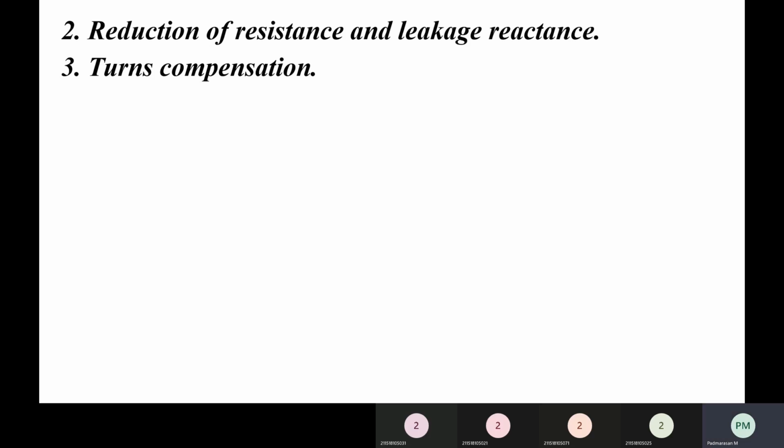Last difference is, in current transformer, the primary current and the excitation varies over a wide range. But in potential transformer, the line voltage is almost constant, hence exciting current and the flux density vary over a limited range. So these are the various differences of current transformer and potential transformers.